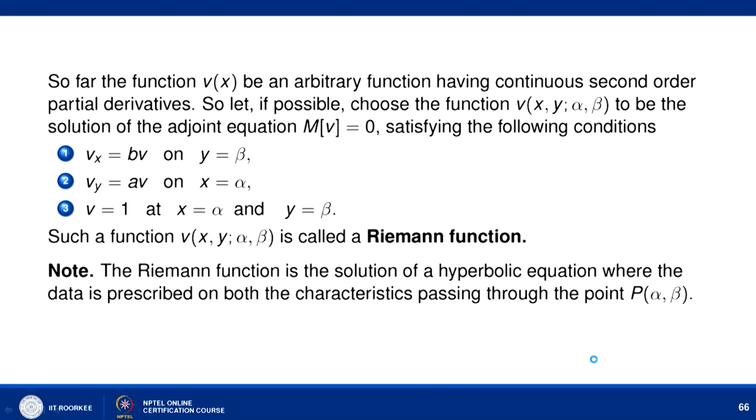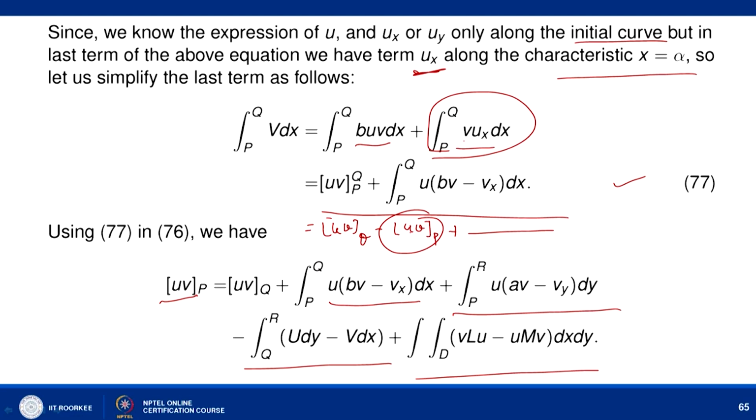Now, so far the function v has been an arbitrary function having continuous second order partial derivatives; we do not have any information on v. So, if possible, let us now choose the function v(x, y; alpha, beta) to be the solution of the adjoint equation Mv equal to 0. Now we are putting a condition on Mv, so that our problem is reduced to a simpler problem by which we can find the solution at a given point P. So let us say vx equals bv on y equal to beta. We want this term to go away, so we want vy to be equal to av along PR.